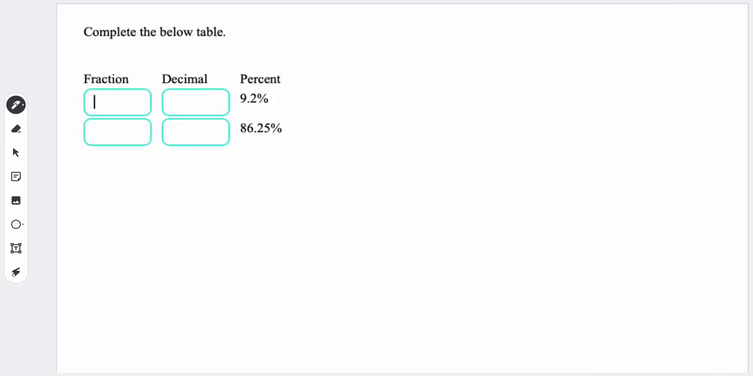All right, let's look at the next one. We have another table. We're going to do the same thing we did before. We're going to divide this by 100. 9.2 divided by 100. That's going to give us our decimal, and that's going to be 0.092 because we move 2 spaces to the left. Okay, so that's our decimal, 0.092. And now we're going to take this and turn it into a fraction by saying 92 over 1,000, 3 spaces.